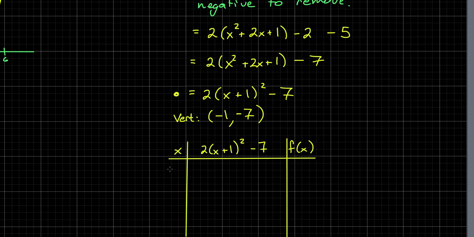Now, if you want to see it, we can. I'm going to do a little bit of mental math. This becomes 2 times 0 squared minus 7, and it's negative 7. That's what we should expect. I get the point negative 1, negative 7.